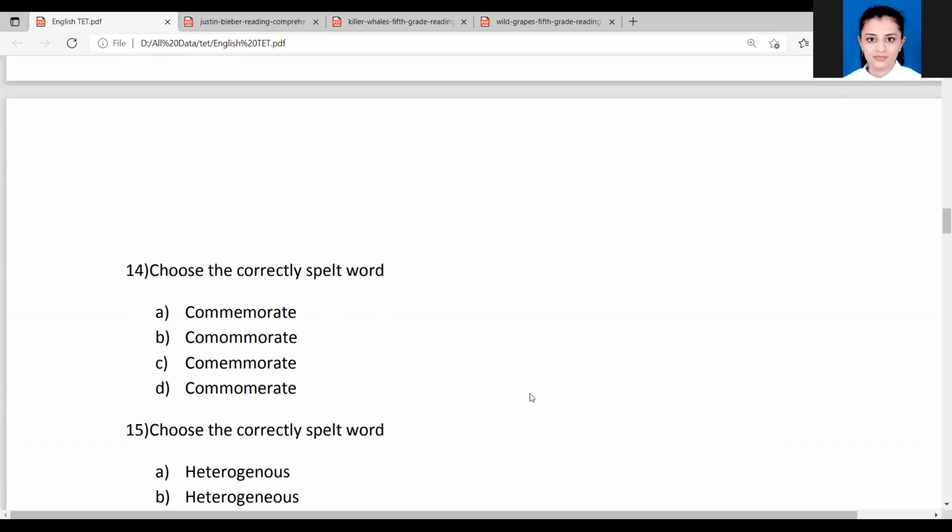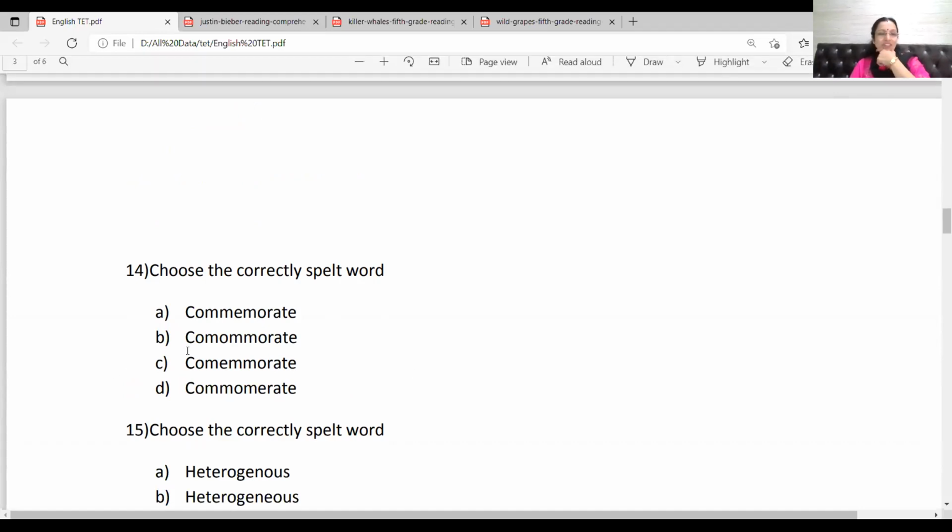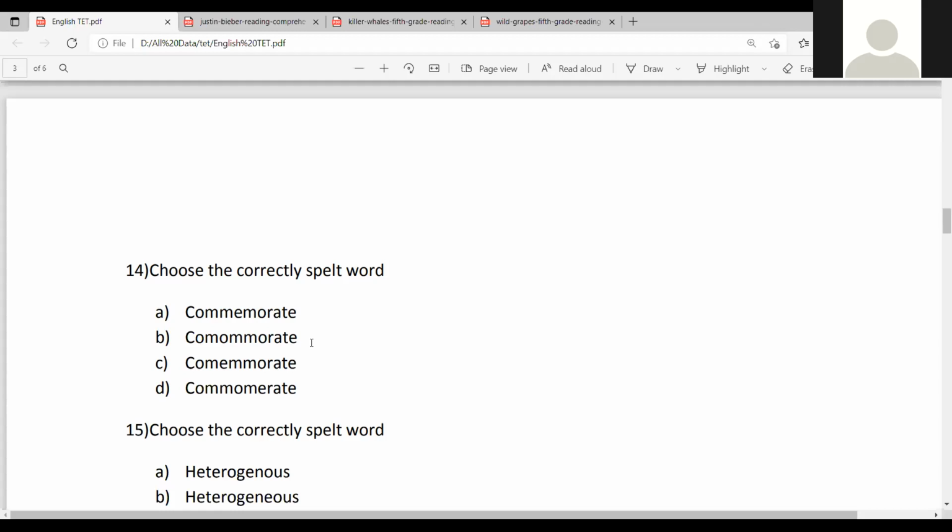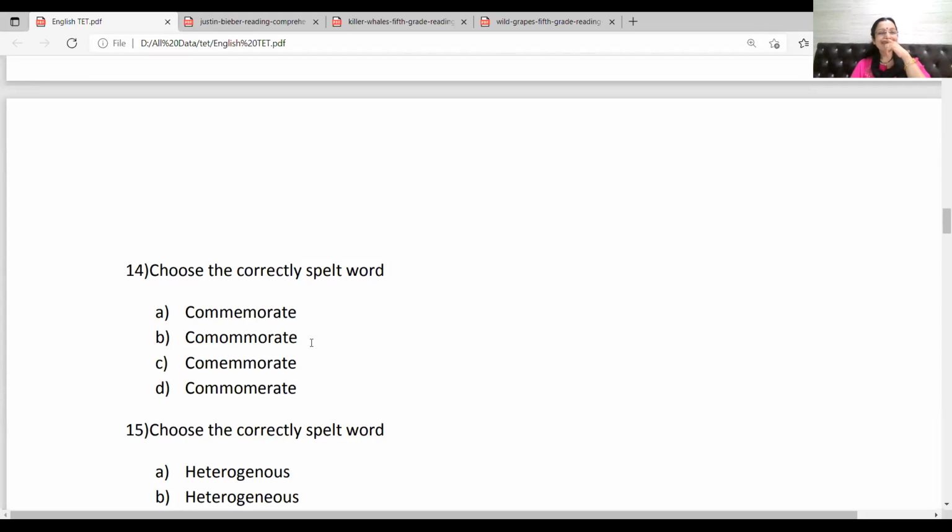A. Commemorate. A or C? We all know there is an E. Okay, so A or C? C. Now check online. It's A. The double M, commemorate. Please note the pronunciation. It is commemorate. So the double M is A. It begins, it has a double M. Commemorate. Okay, so this A is the right answer.